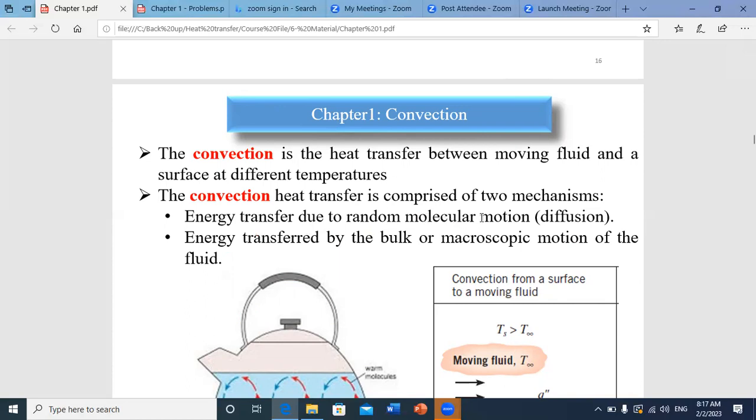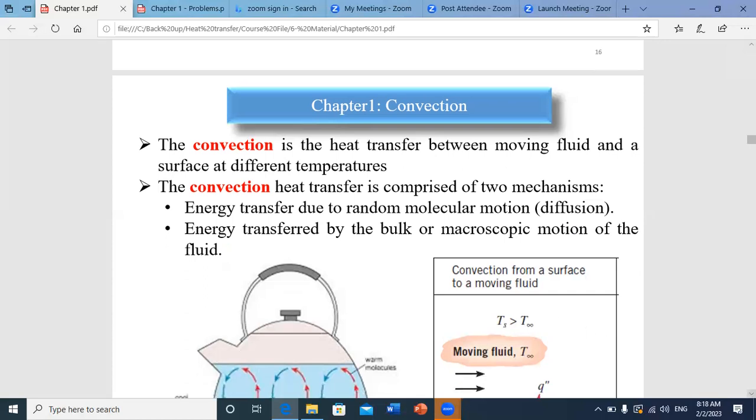This was the example when we have density difference, because density difference will lead to random motion of molecules, since molecules will move up while others will replace them. And the second mode that the majority of you are familiar with is energy transferred by the bulk motion or macroscopic motion of the fluid. So let us discuss these two types.